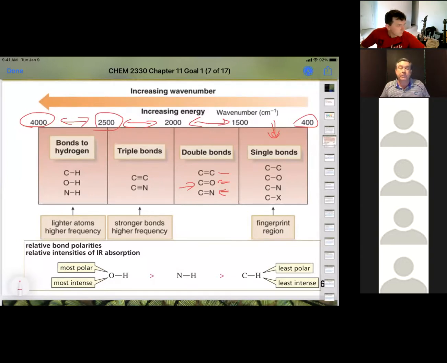between heavier atoms. So notice no hydrogen is down there. It's all carbon-carbon, carbon-oxygen, carbon-nitrogen, and carbon-halogen.